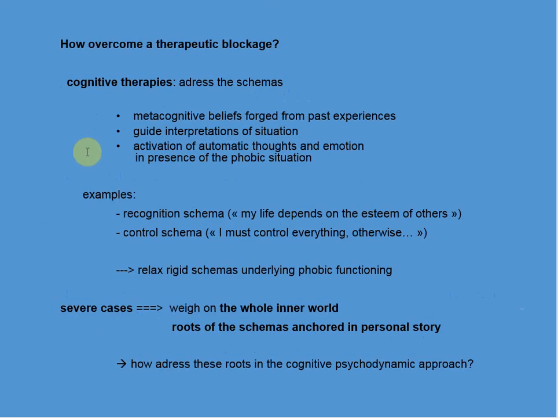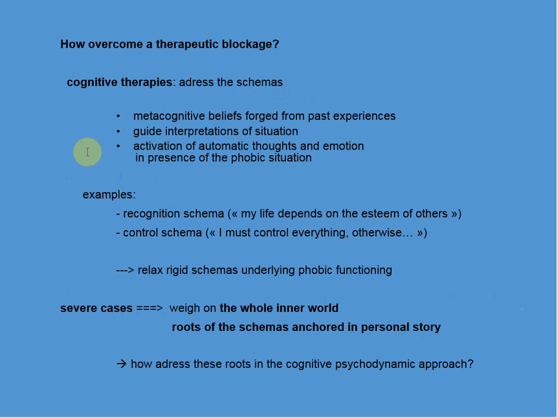So how do we overcome a therapeutic blockage? So cognitive therapies address the schemas which exist. They might look at metacognitive beliefs that people have forged from their past experience, the things people believe about the situation. We may try to guide how people interpret situations. We may look at the ways in which thoughts are activated automatically and what emotions become present.